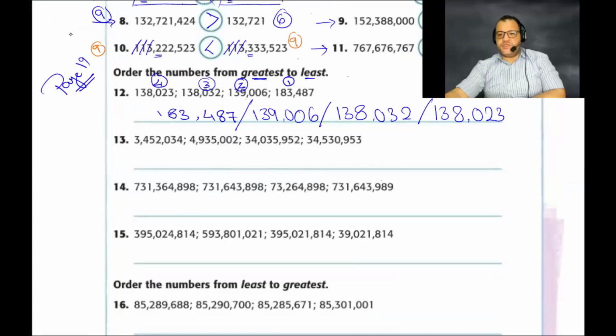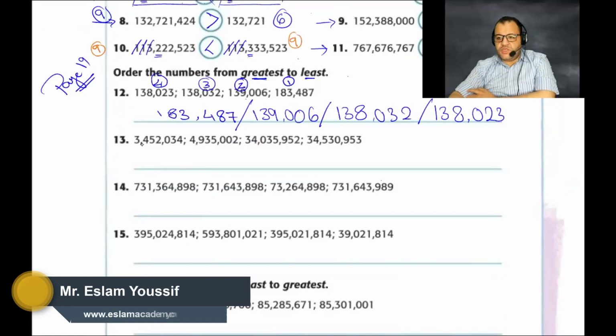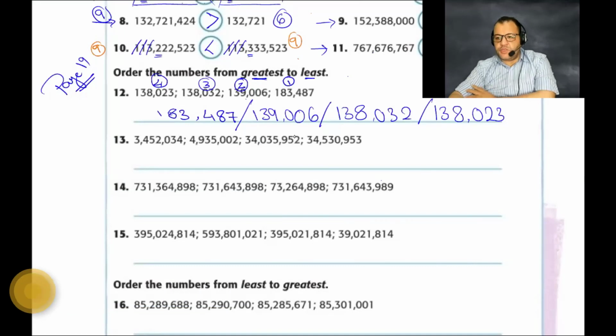Okay, number 13, who can solve it? I need another one to solve number 13. Waleed, can you solve number 13? I need to arrange from the greatest to the least. So what is the greatest number that we have here for this one? That's page 19. We are solving now at page 19. Let me open the page, and you can see from the screen now.